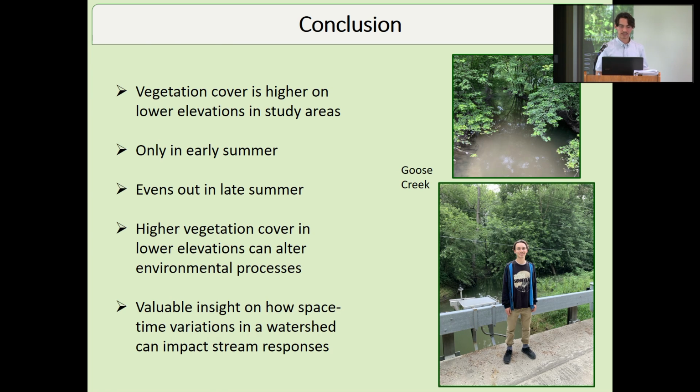Why it was important to get this data was because this higher vegetation cover in these lower elevated areas can alter many environmental processes. And these environmental processes have an effect on the composition of the upper Sangamon River. They influence the solutes that go into there. So this data contributes to the climate change's effects on rivers and gives us valuable insight on how these space-time variations in a watershed impact our stream responses.